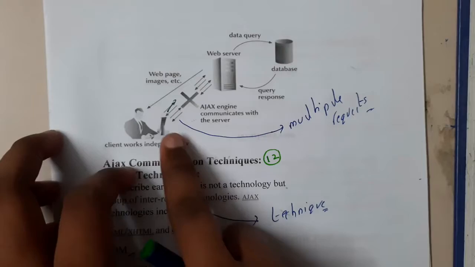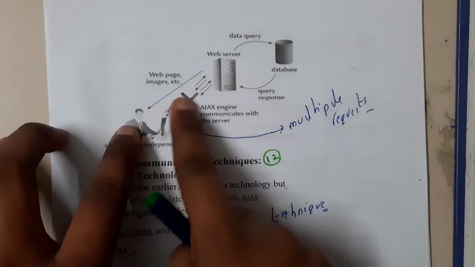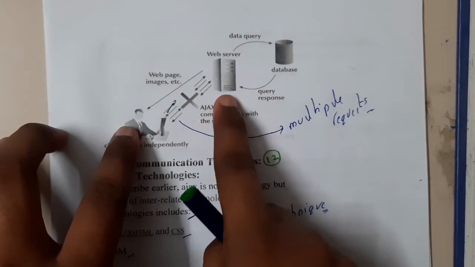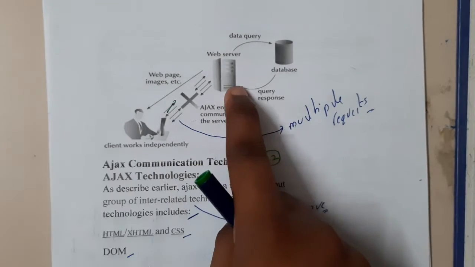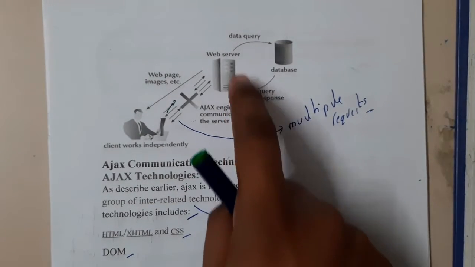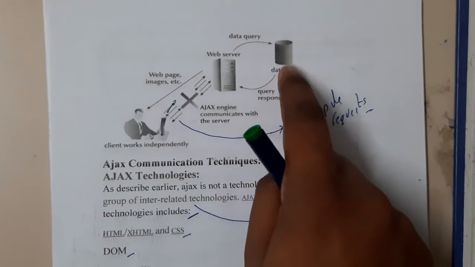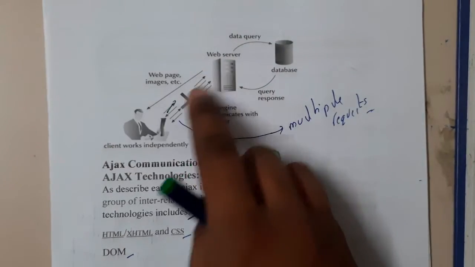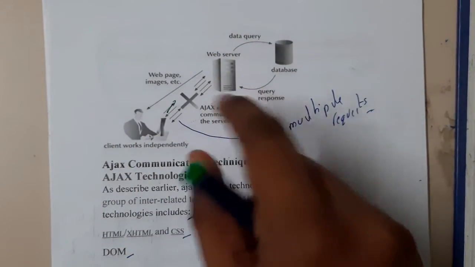Whereas with AJAX, the client can send multiple requests to the AJAX engine, and the AJAX engine will be passing them to the web server and doing some processes like getting the data from the database or somewhere. It will be returning you the results. So in this way the AJAX works, guys.